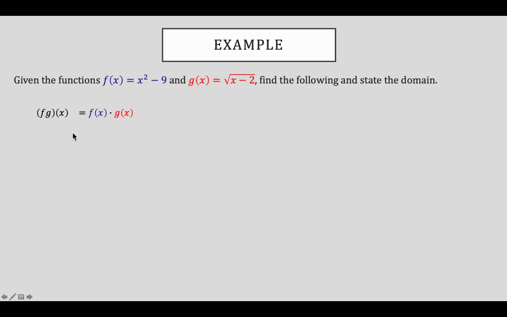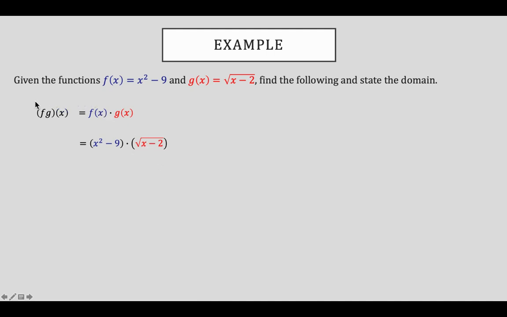All right, this first one is asking us to find f times g of x. Well, what does that mean? We are taking f of x and multiplying by g of x, our function x squared minus 9 times the square root of x minus 2.